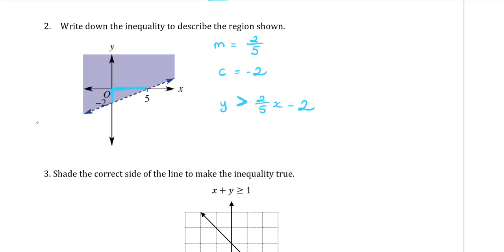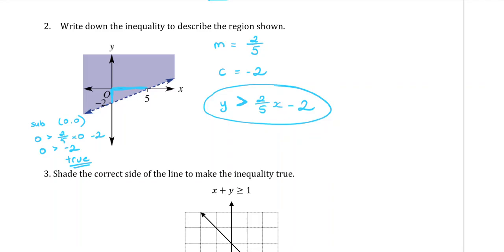And I'm going to check it by subbing in the point 0, 0. I'm going to check the origin to see if that's correct. So x is 0 and y equals 0. So I have 0 is greater than 2 over 5 times 0 minus 2. 2 over 5 times 0 is 0, so that would just be equal to minus 2. 0 is greater than minus 2. So that is a true statement, which means that I have done that correctly. So this is my correct answer.